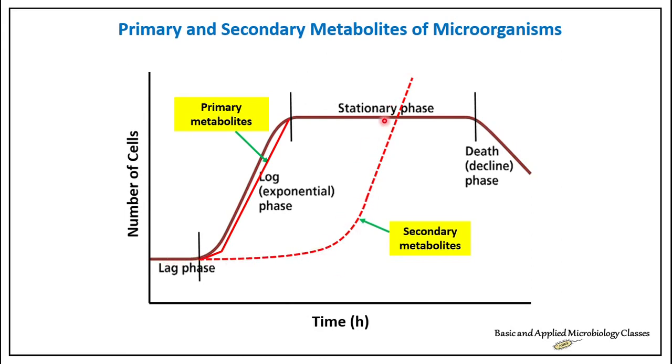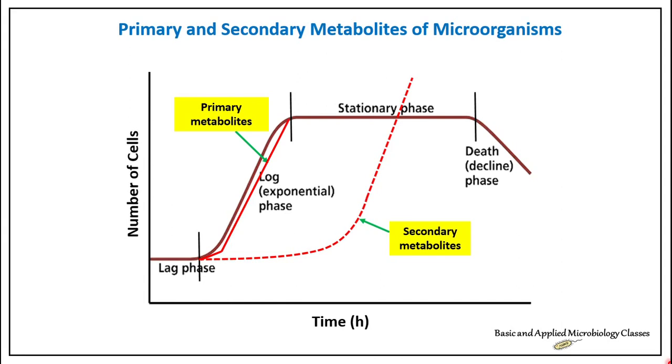is indicating that secondary metabolites are not involved in growth and reproduction of microorganisms. Why? Because they are not going to be synthesized during log phase. They are synthesized by microbial cells during stationary phase. It means after growth is over, then synthesis of secondary metabolites will commence, right? So in this way, we are better clear about this, that primary metabolites belong to log phase and secondary metabolites are synthesized during stationary phase.